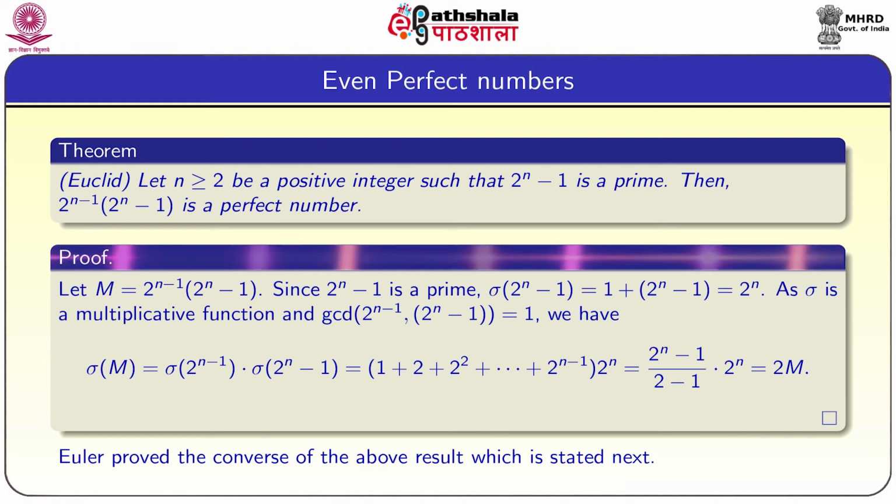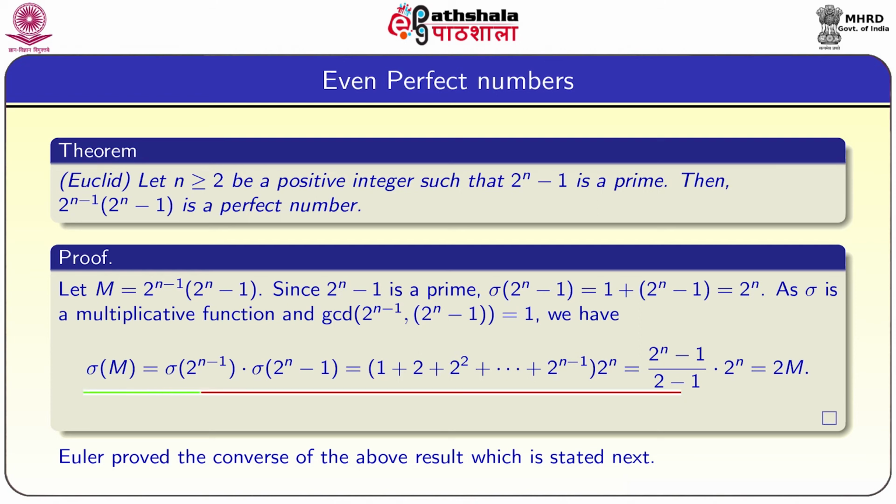So, the proof goes like this. Let us assume that m is equal to 2 power n minus 1 into 2 power n minus 1. Here we are assuming that 2 power n minus 1 is a prime number. So, since 2 power n minus 1 is prime, sigma of 2 power n minus 1 is equal to 1 plus (2 power n minus 1), that is equal to 2 power n. As sigma is a multiplicative function and GCD of 2 power n minus 1 comma 2 power n minus 1 is equal to 1, we have that sigma of m is equal to sigma of 2 power n minus 1 into sigma of 2 power n minus 1.